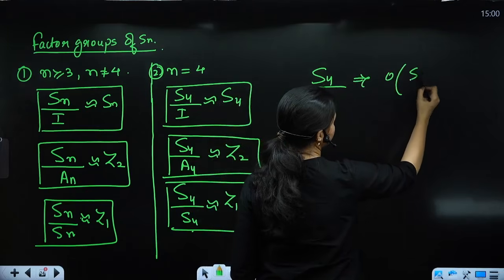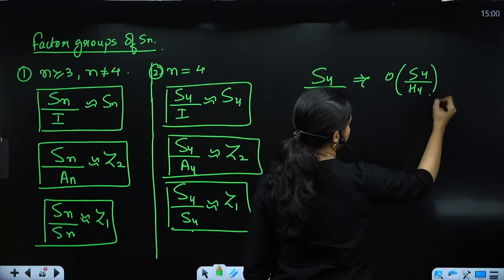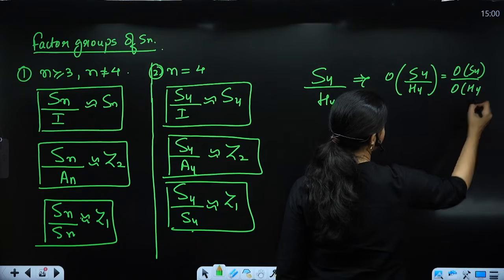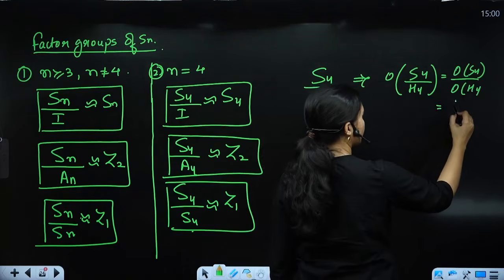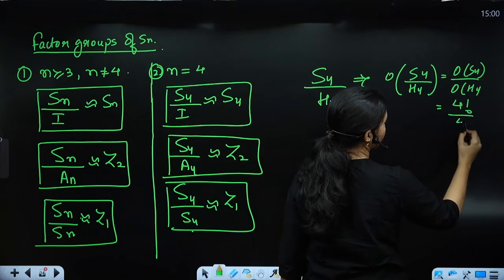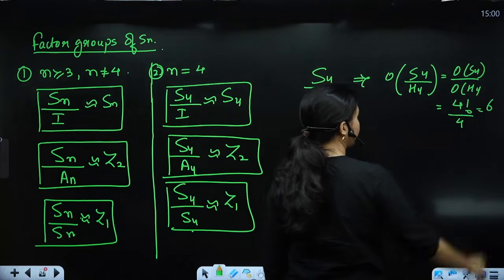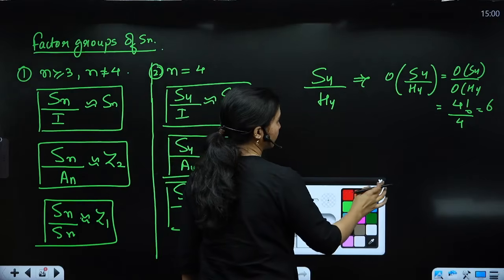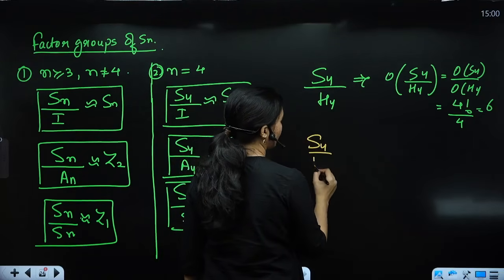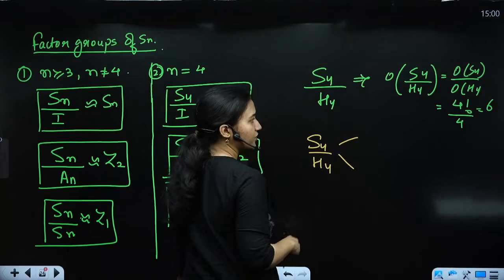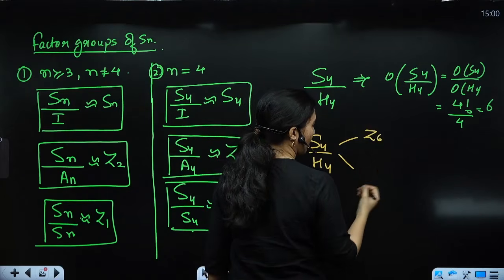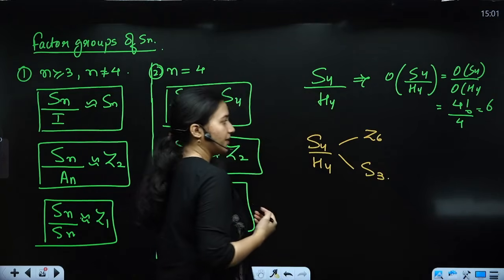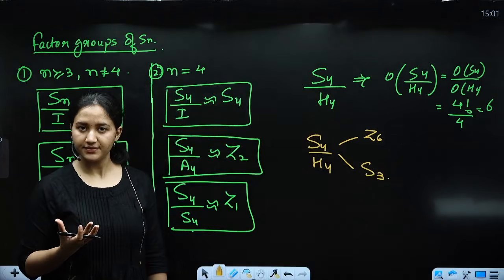Order of S4 upon H4 is going to be order of S4 upon order of H4, which is what? This 4 factorial upon this is 6, right? So that means the factor group S4 upon H4 is either isomorphic to what? Z6, or it is isomorphic to S3, right? But it does not have any element of order 6, right?